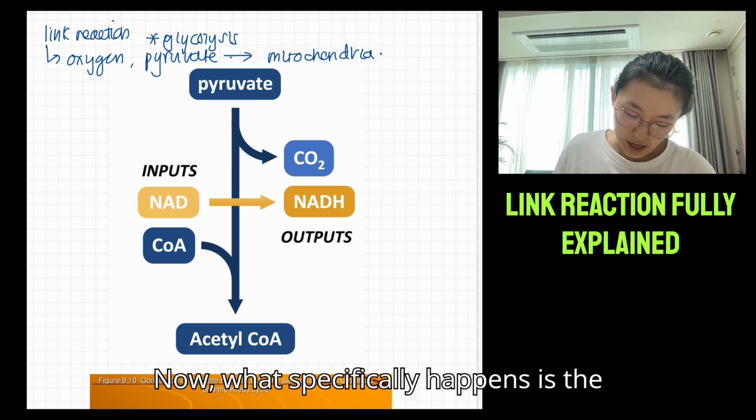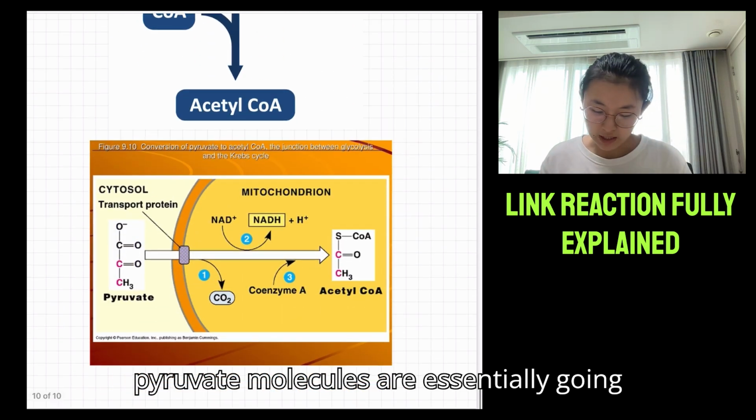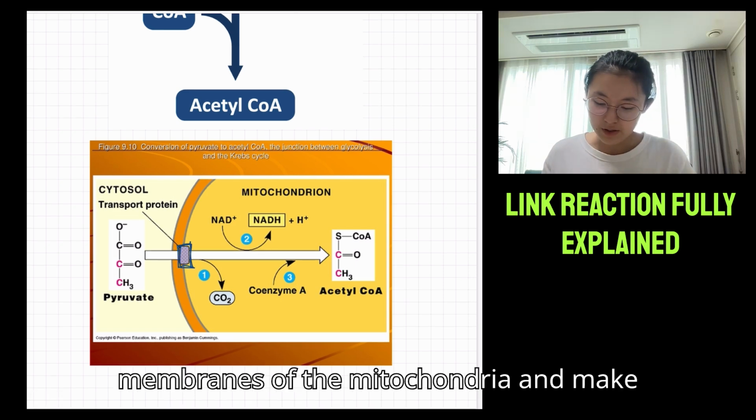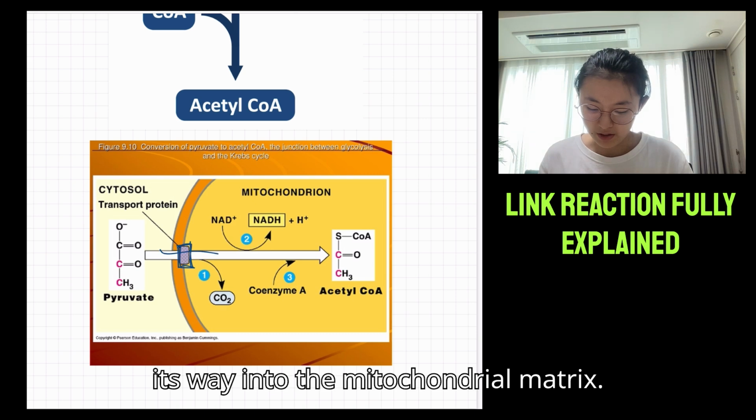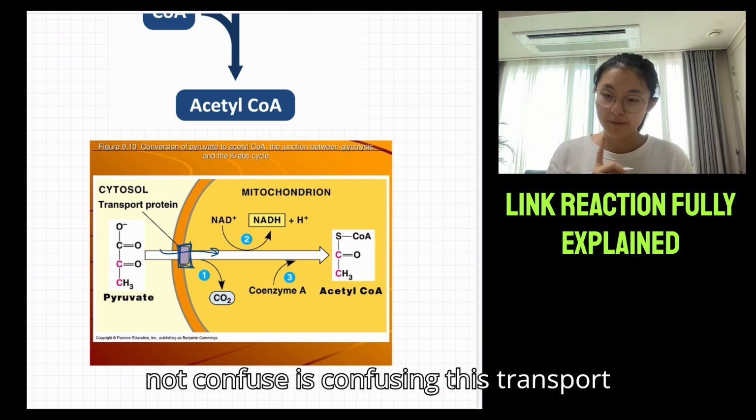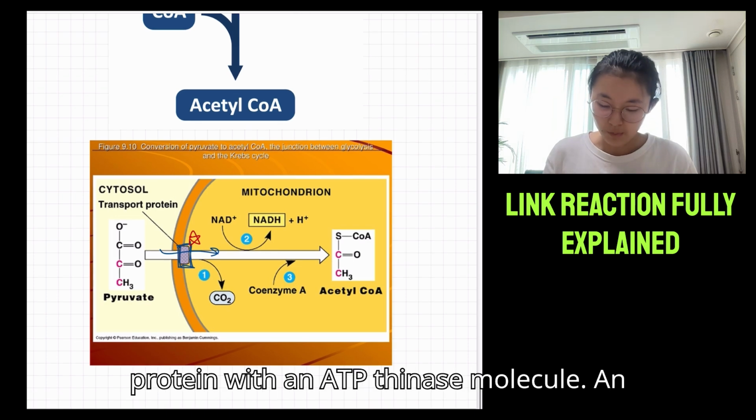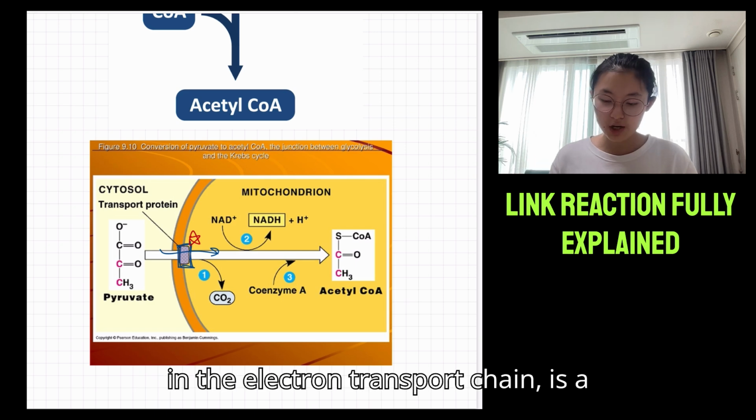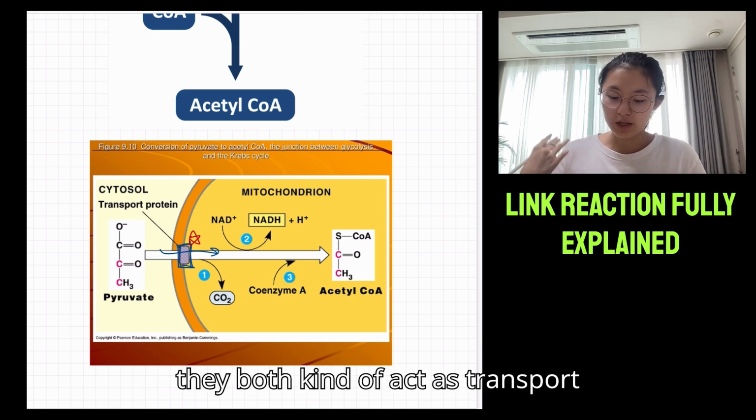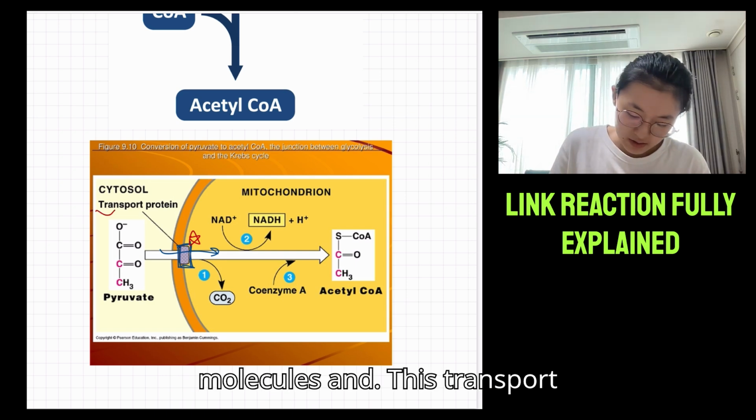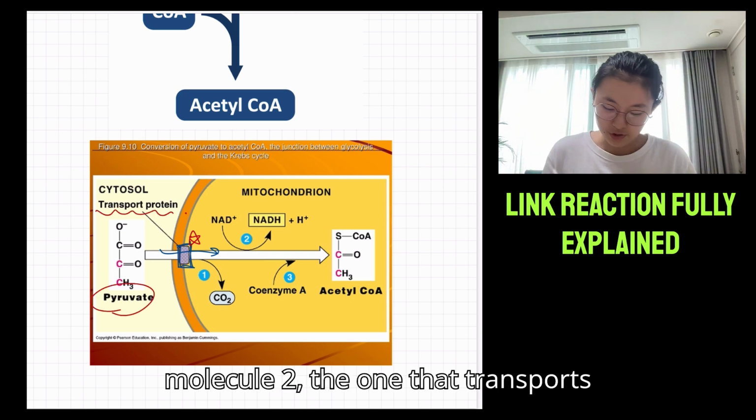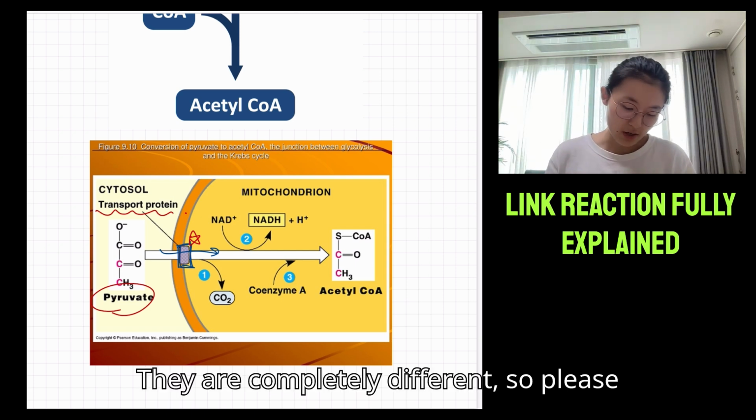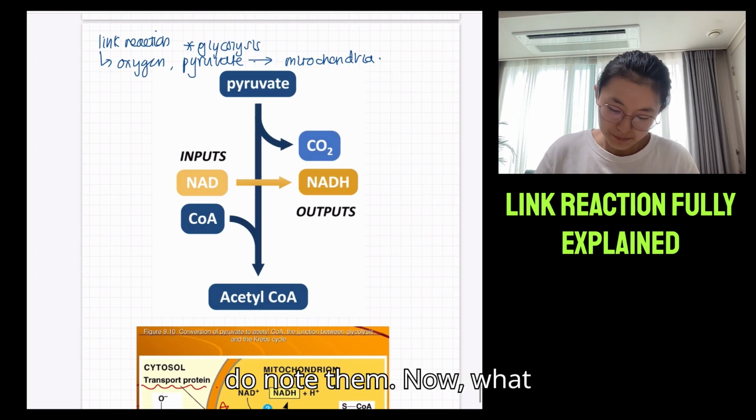Now, what specifically happens is the pyruvate molecules are going to be transported by the transport proteins that are located in the inner membranes of the mitochondria and make their way into the mitochondrial matrix. One thing that you should definitely not do is confuse this transport protein with an ATP synthase molecule. An ATP synthase molecule, which is involved in the electron transport chain, is a completely different molecule, although they both act as transport molecules. And this transport molecule, the one that transports pyruvate into the mitochondrial matrix, also uses energy in active transport. They are completely different, so please do note them.